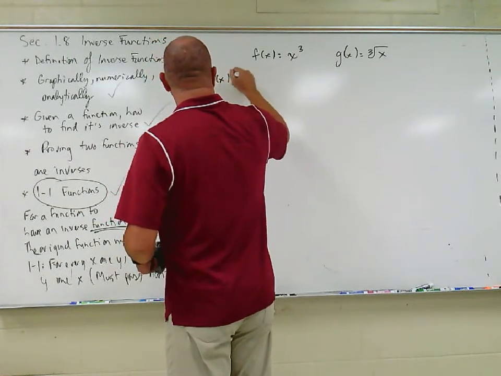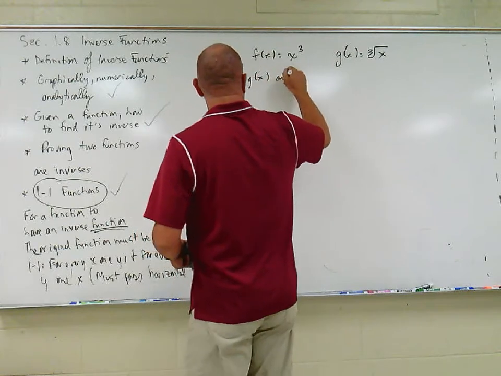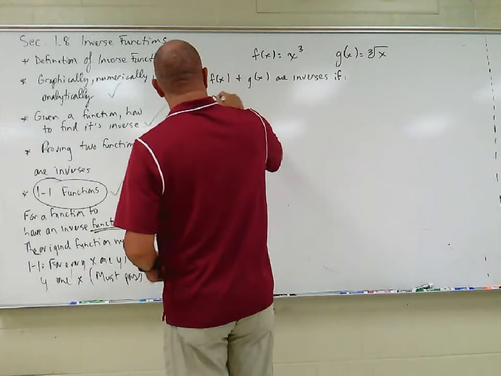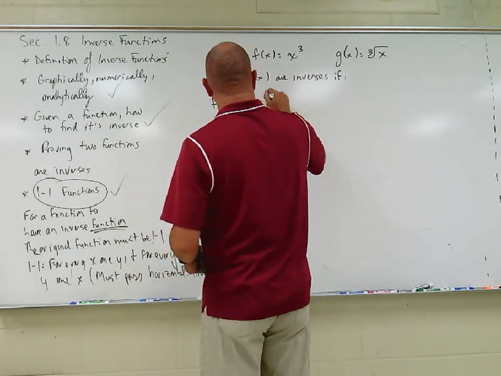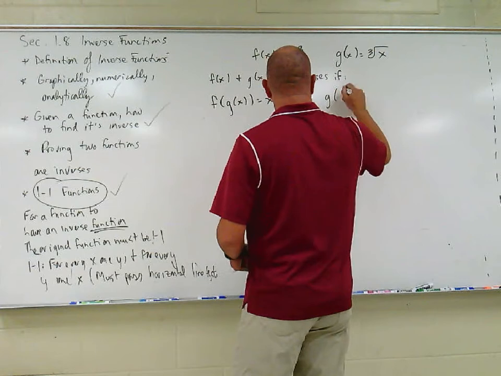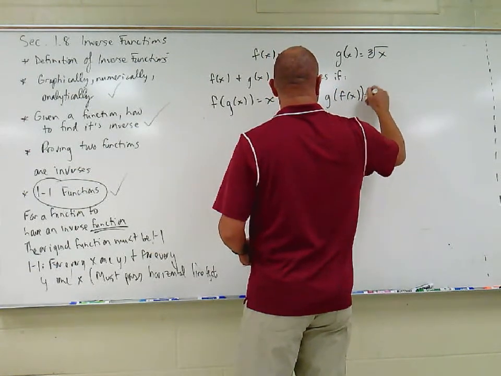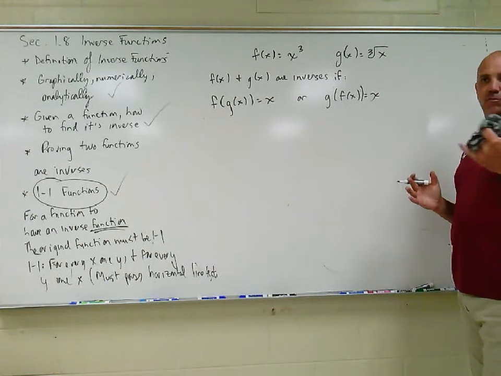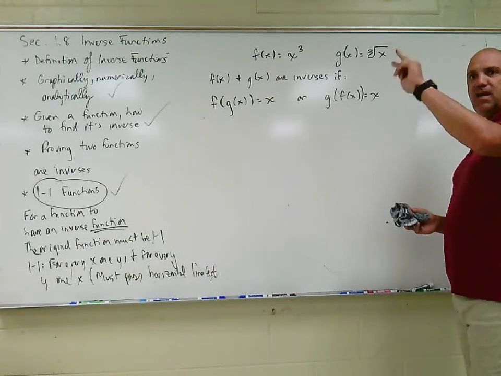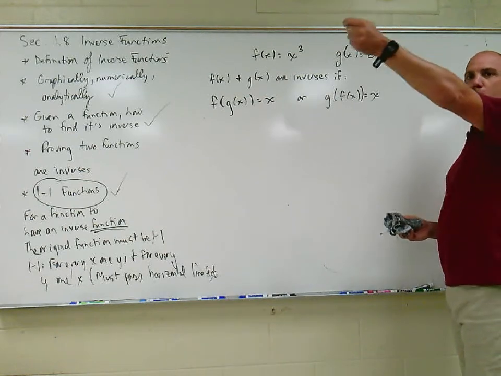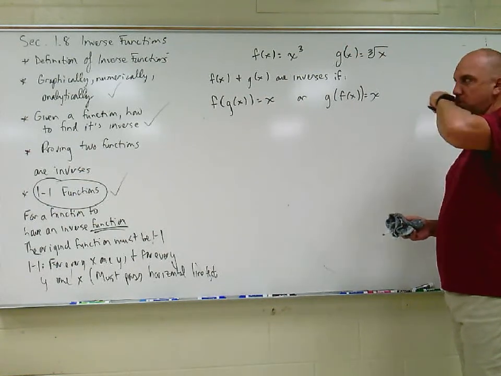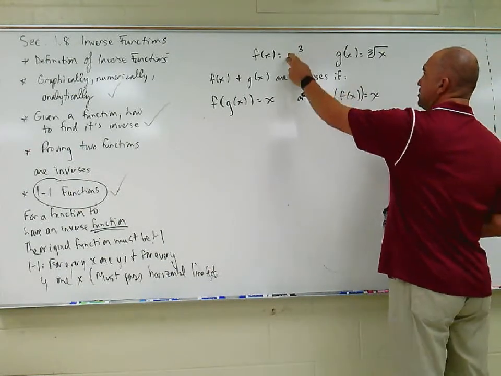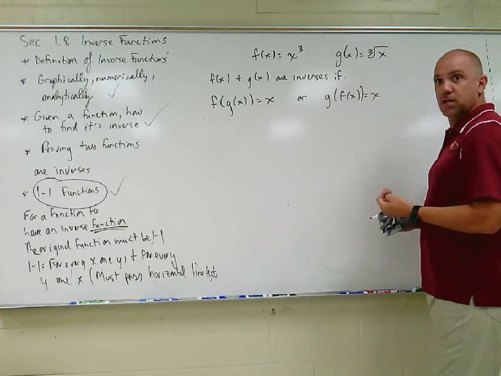f of x and g of x are inverses if this happens: if f of g of x equals x, or g of f of x equals x. If you sub one into the other and you get x, they're inverses. And it has to do with the switching of x and y, thinking about if one graph has the point (a, b), the other one has the point (b, a). So basically, it doesn't matter whether you put g into f or f into g, you should get x.